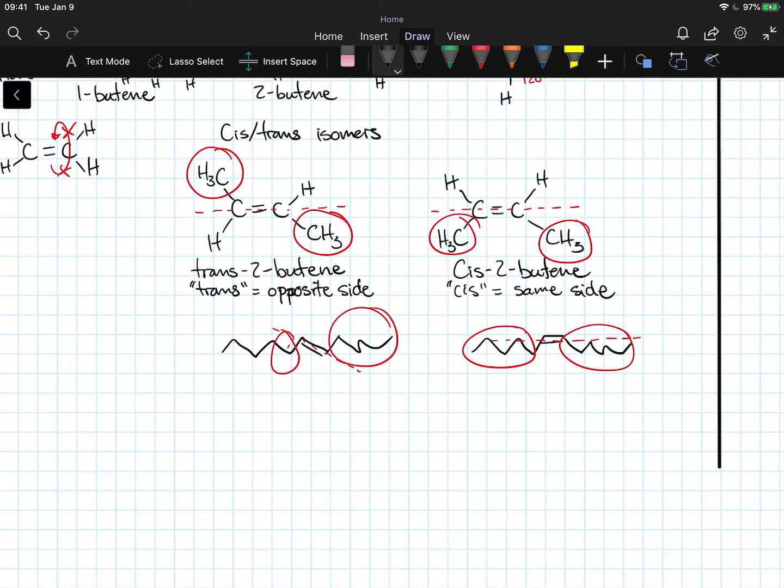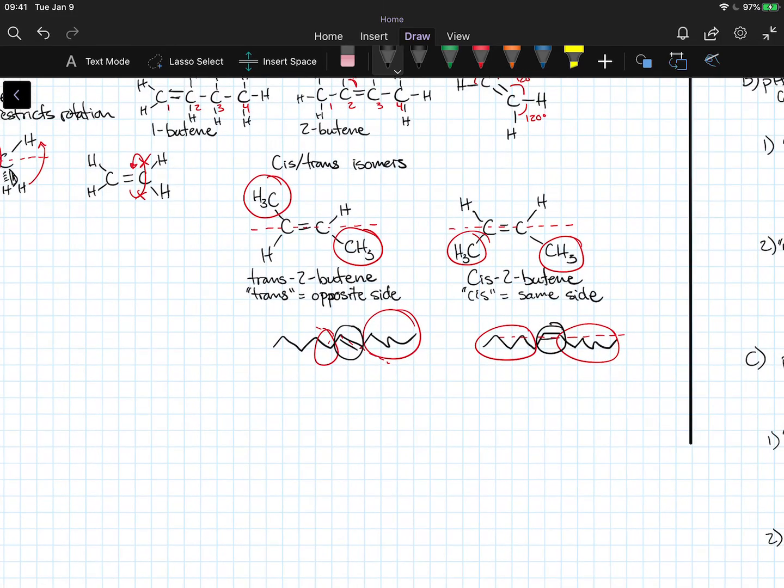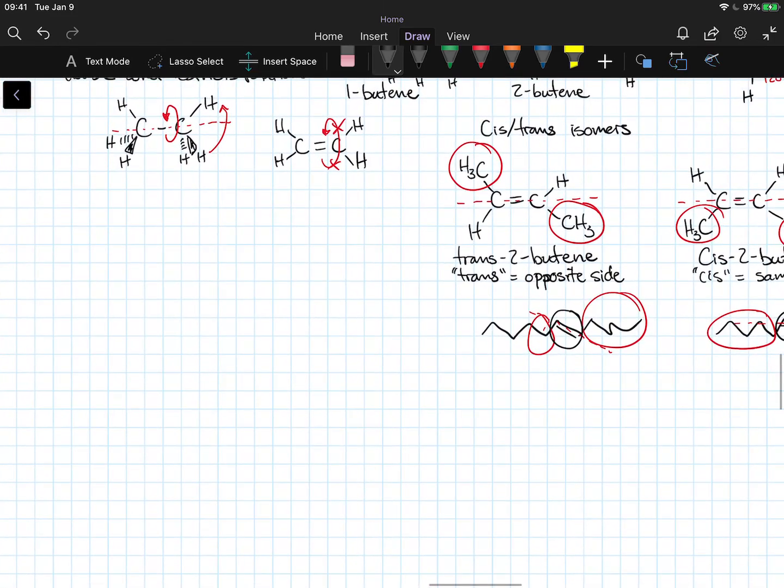Trans fats are so bad because our body doesn't really have a good enzyme to break apart a trans double bond. It takes a lot more energy to break that bond apart, versus the cis double bond, which is fairly easy for our bodies to break down. So that's why trans fats are so bad for you.